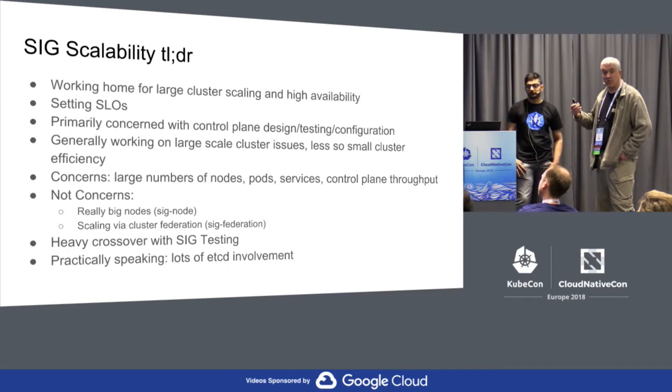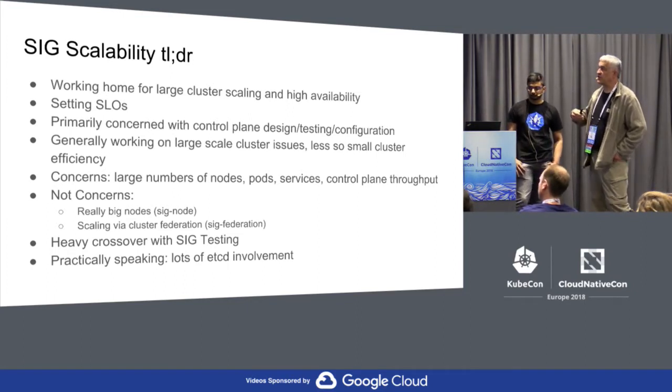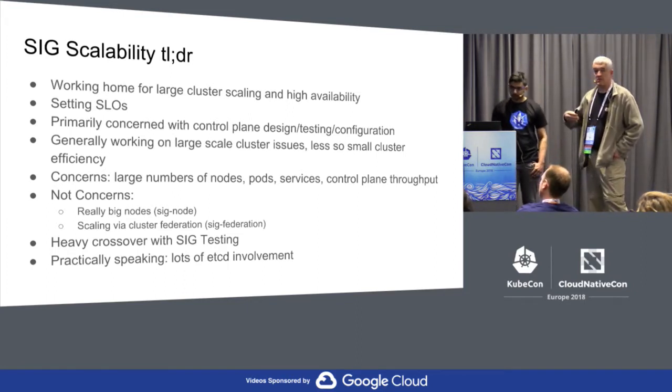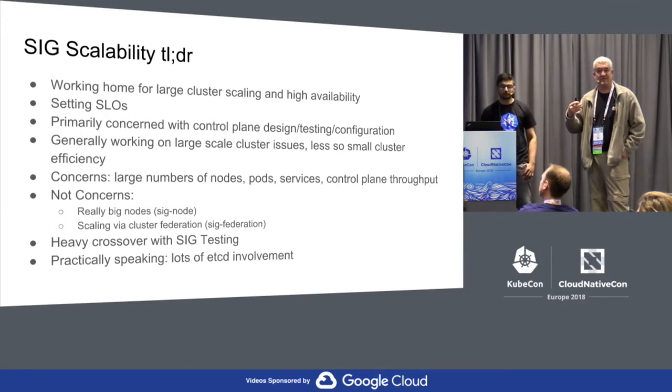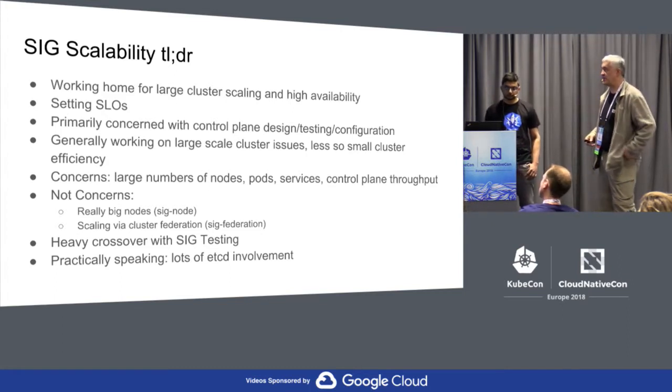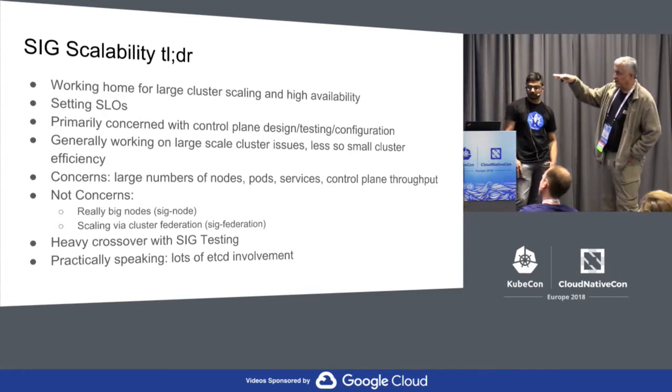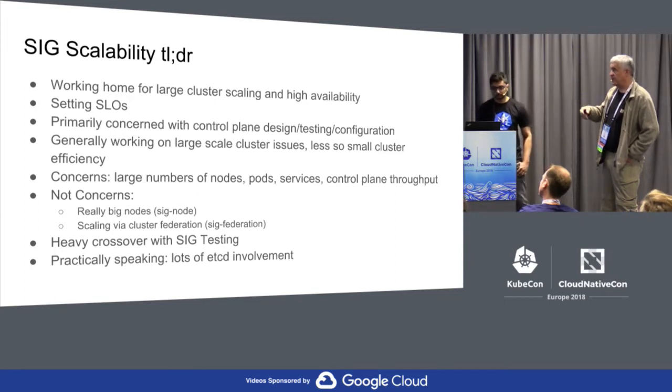SIG scalability is primarily concerned with control plane design and configuration, not nodes. You could think about really big nodes, and nodes starting containers is a performance issue, but SIG scalability is more concerned with how you build the control plane to run these kinds of clusters. The concerns are number of nodes, pods, and services. Things like node internals and multi-cluster are really not concerns.